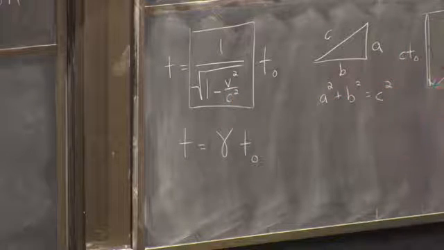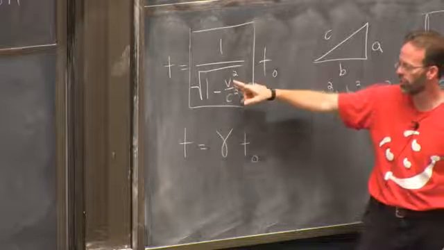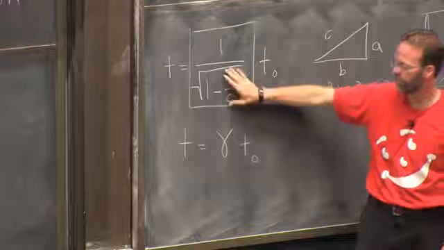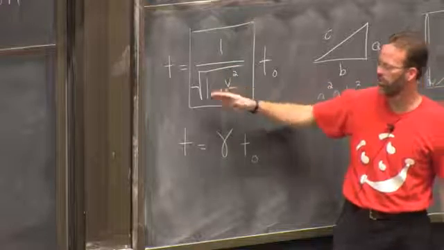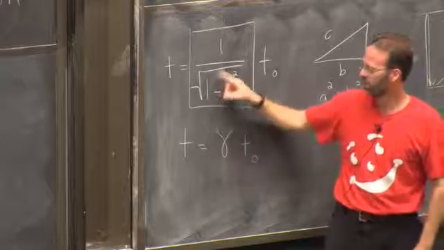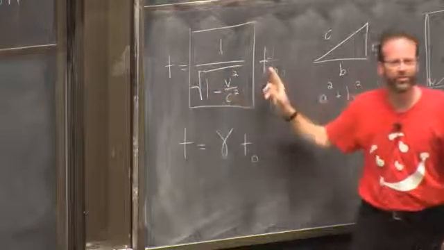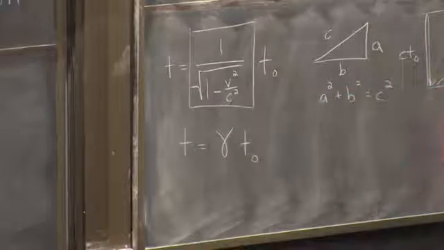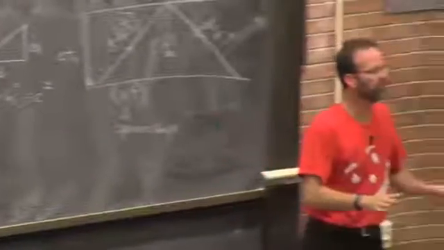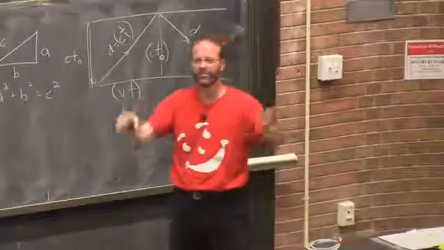Look at it this way. If you're at rest, what's V? 0. So you put in 0 over speed of light, that's 0. 1 minus 0 is 1. The square root of 1 is 1. 1 over 1 is 1. And you get the same times. So the special theory of relativity works at all speeds, less than the speed of light. It works at our normal everyday speeds.